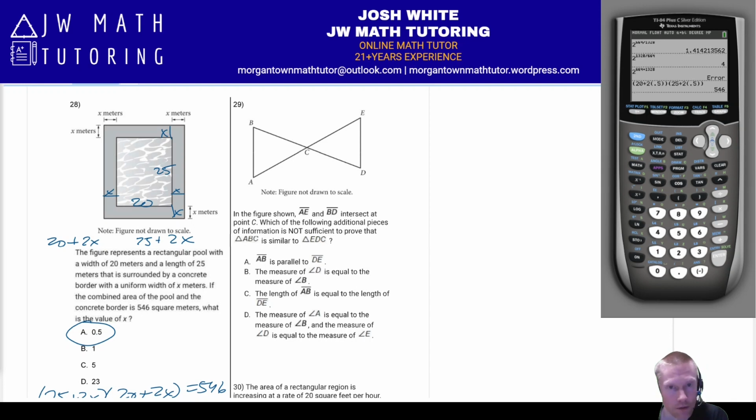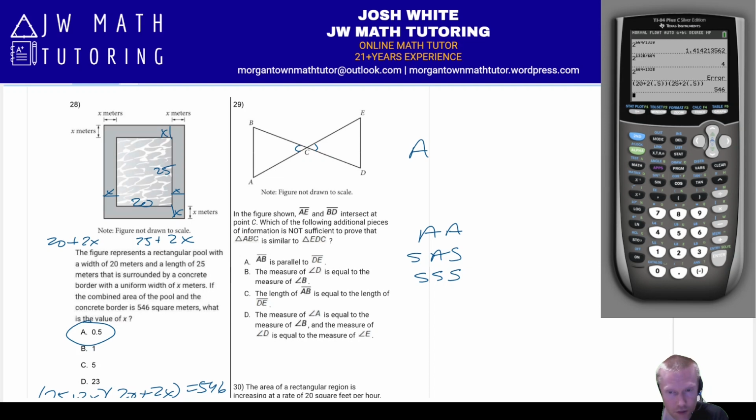Let's look now at problem 29 right next to it. We have a geometry problem here. All that you know based on the given picture is that you have one pair of congruent angles right here, the vertical angles. So far we have basically one pair of angles, and that's it, nothing else. And it says, which of the following is not sufficient to prove that the two triangles are similar? So real quick review, to prove two triangles are similar, there's AA, SAS, and SSS. Those are the three possible methods.